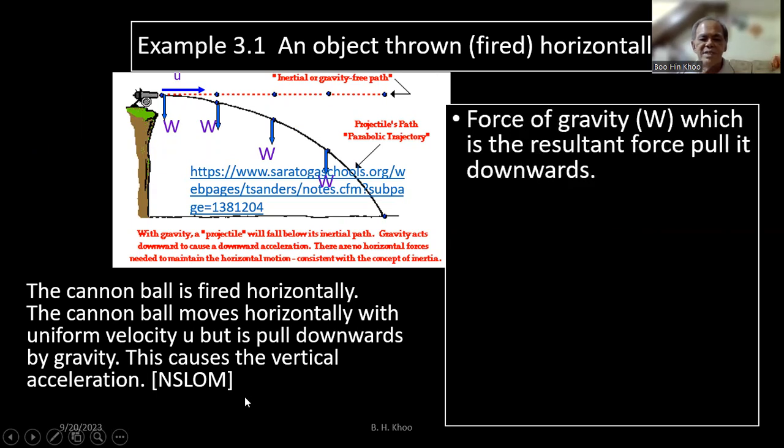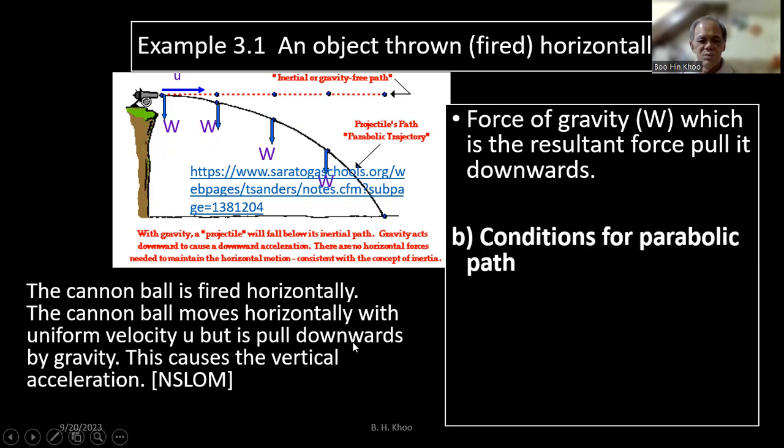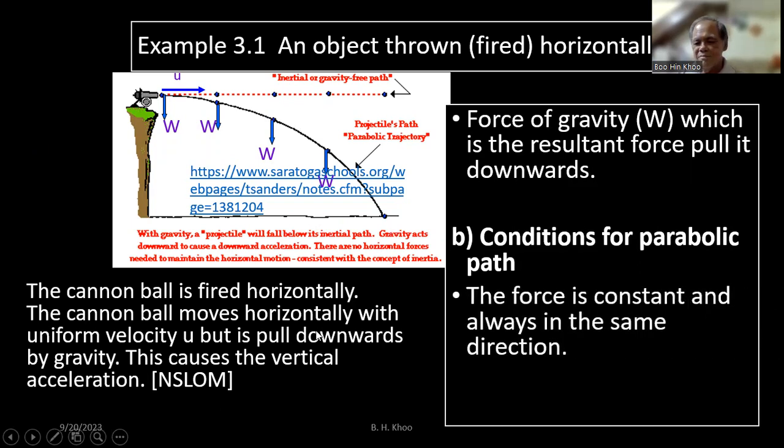The force of gravity, which is the weight, which is the resultant force, pulls it downwards. Right? It's always the same direction. So we can see that this is called a parabolic path. So the condition for a parabolic path: the force is constant. In this case, the force acting is the weight, which is constant, always in the same direction and magnitude. Right? Constant force, always in the same direction.